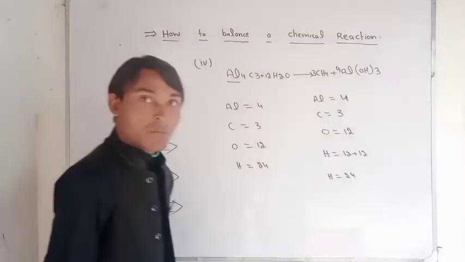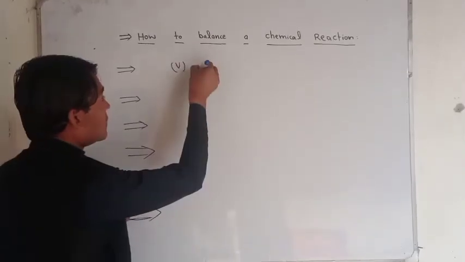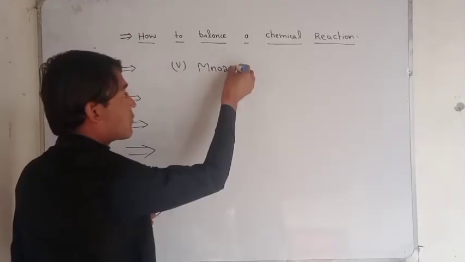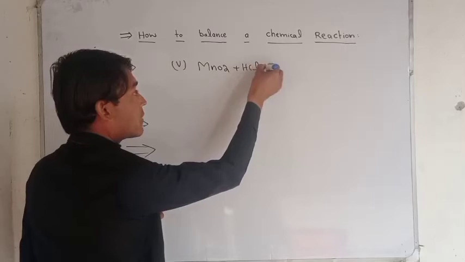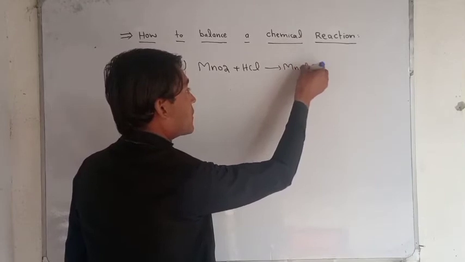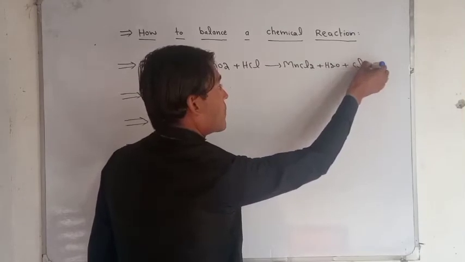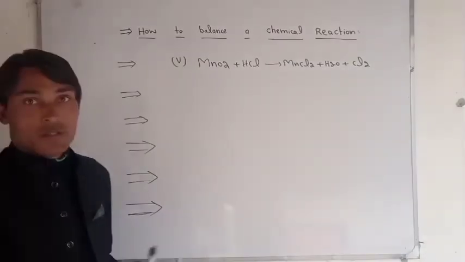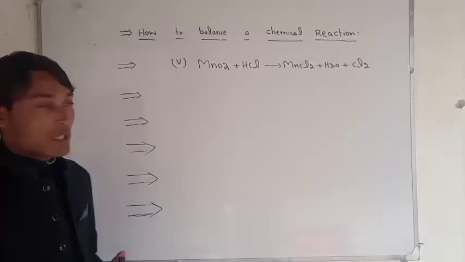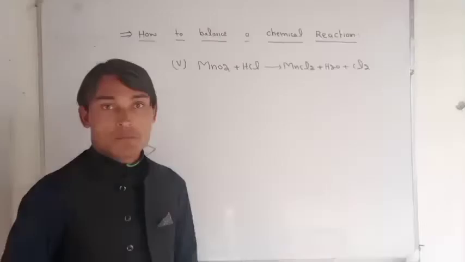Now let's talk about reaction number 5. Manganese oxide reacts with HCl. It forms manganese chloride plus H2O plus Cl2, chlorine. Now let's balance this chemical reaction. Before this I balanced 4 chemical reactions with the same rules. First we balance metals, then non-metals, then oxygen, and then hydrogen.